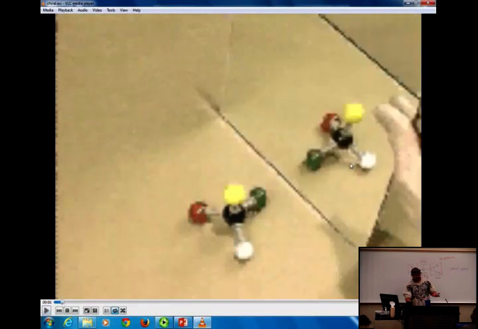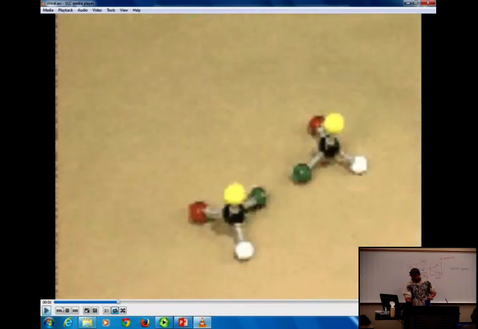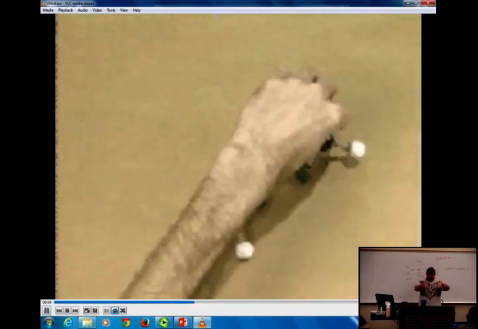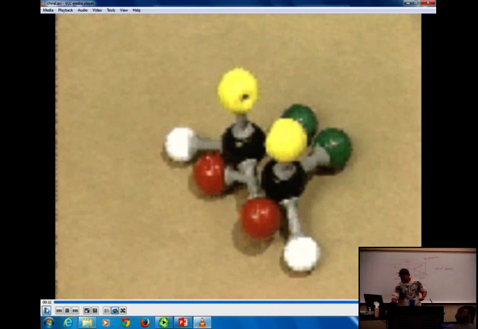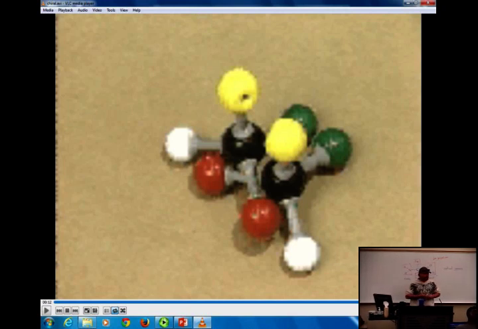So mirror image, right? Take the mirror away. Still mirror image. But when you rotate this molecule in the same plane, it's not the same. Do you guys see why? This one's red and that one's white. For them to be the same, they would have to be the same color at the same location. And there's no way you could rotate this molecule and make them look the same. It's not possible.